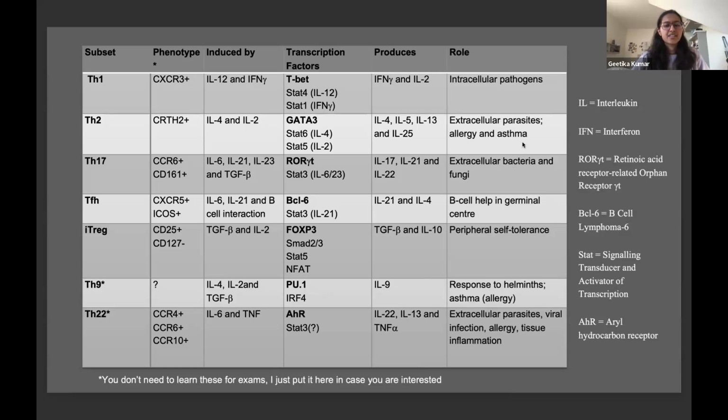T helper 2 is interesting. This isn't really a function of the cell, but a thing that it does is that it mediates allergy and asthma. So a lot of the anti-allergy medications would try to dampen the T helper 2 response. And then you've got the T regulatory cells, which again provide negative feedback and are for peripheral tolerance. And the T follicular helper cells are basically found in the follicles in the germinal center, and they interact with B cells to help activate them and mount the correct antibody response.